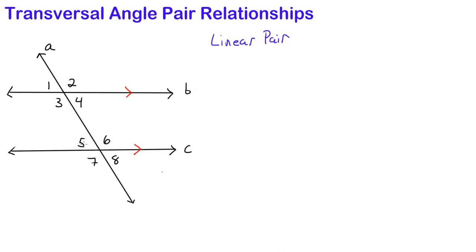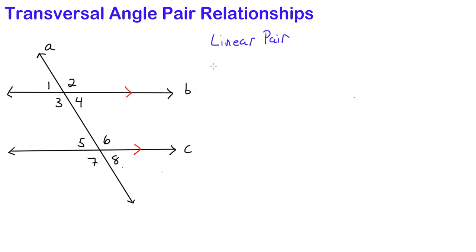Angles 5 and 6 on the top of line C are a linear pair, and 7 and 8 are a linear pair as well. And then we even have on either side of line A, we have angles 1 and 3 are a linear pair, angles 2 and 4 are a linear pair, angles 5 and 7 are a linear pair, and angles 6 and 8 are a linear pair.